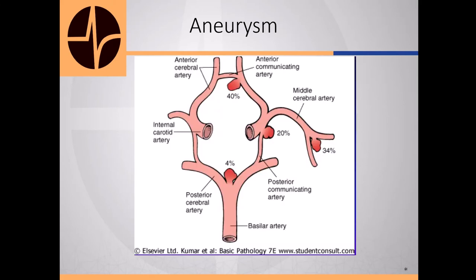So this is kind of where most of the aneurysms occur. So 40% at the anterior communicating artery. Middle cerebral artery, 24%. Here at the posterior, 20%. Posterior cerebral, 4%. So most of them are going to be right here or right here.